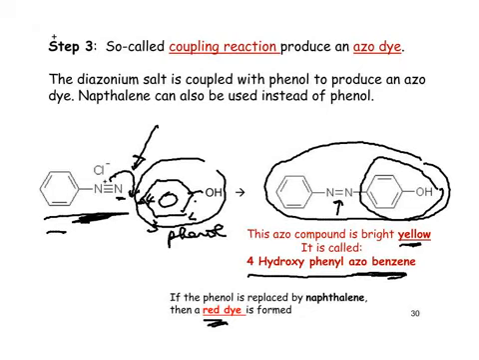Its proper IUPAC name, 4-hydroxyphenylazobenzene. If the phenol was replaced by a chemical called naphthalene, naphthalene is actually just two benzene rings together like this. Naphthalene. If you were to use that instead of phenol, then you would get another azo compound, which is a red dye.